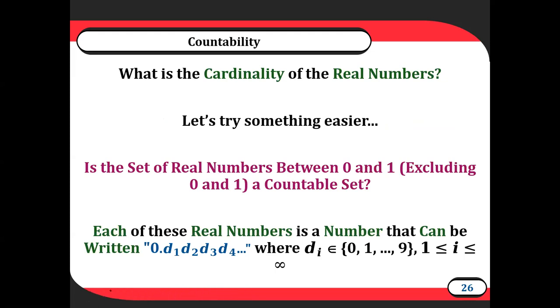So each of the real numbers is a number that can be written like this. Each of these, D1 is a digit, D2 is a digit, D3 is a digit, et cetera, et cetera. Each digit is a number between 0 and 9. And so we count them from 1 to infinity. So these are the set of numbers between 0 and 1 with an infinite number of decimal places, although it also includes the finite numbers.